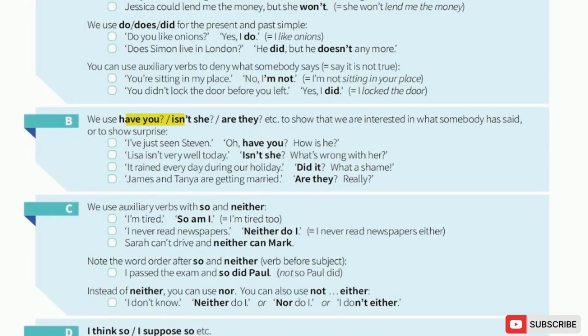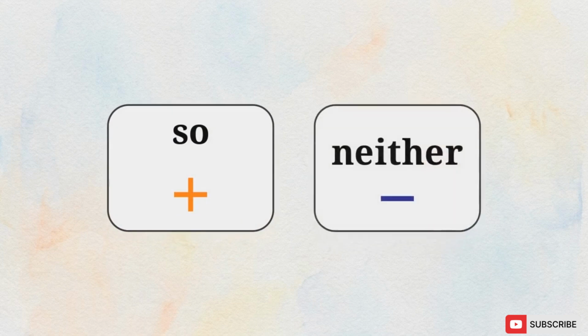These standalone verbs also function as reactions to show interest. If someone tells you it rained every day on their holiday, answering with did it indicates you're listening, even without a full sentence response. We also use these verbs to agree with so for positive statements or neither for negative ones.